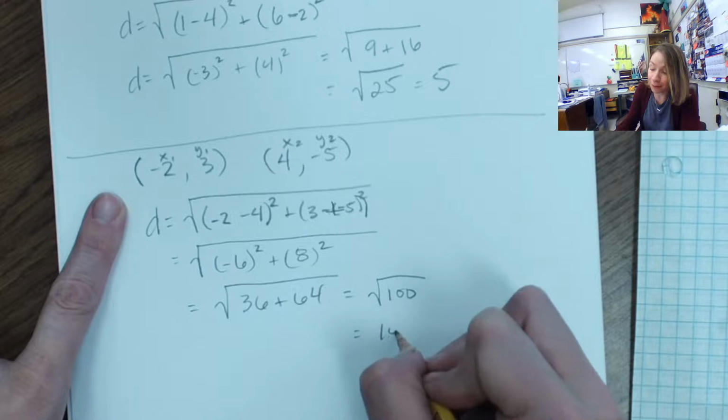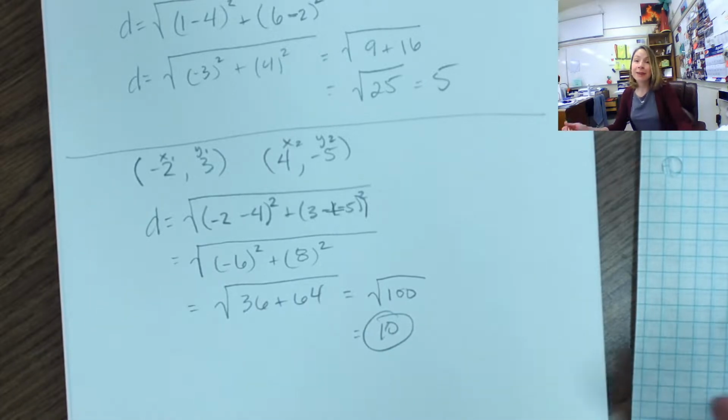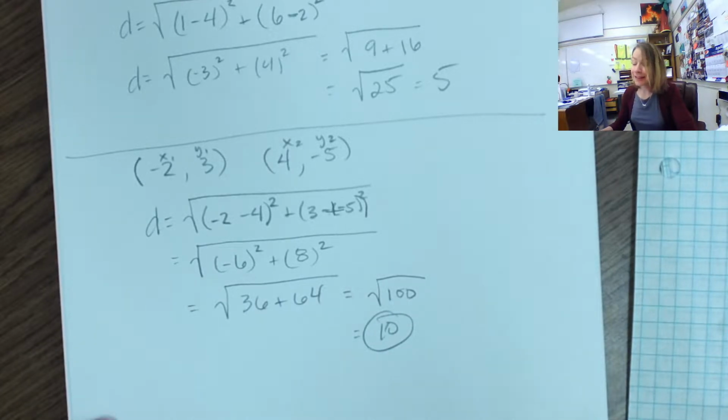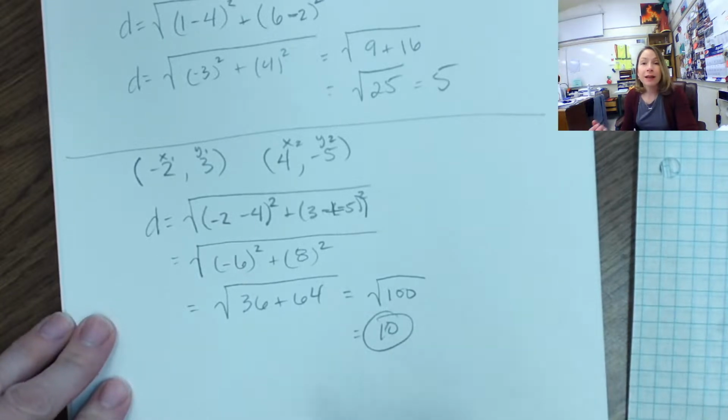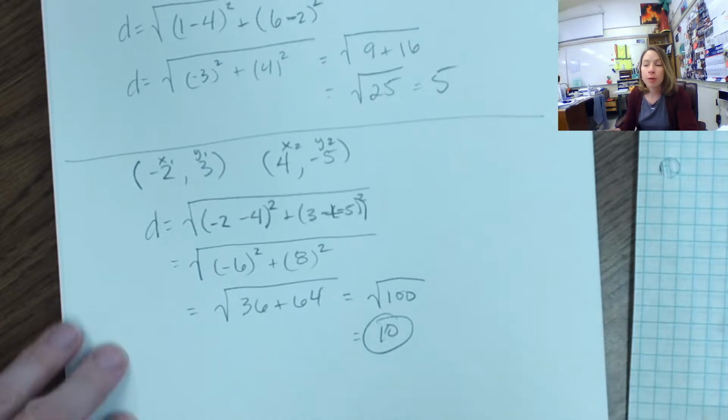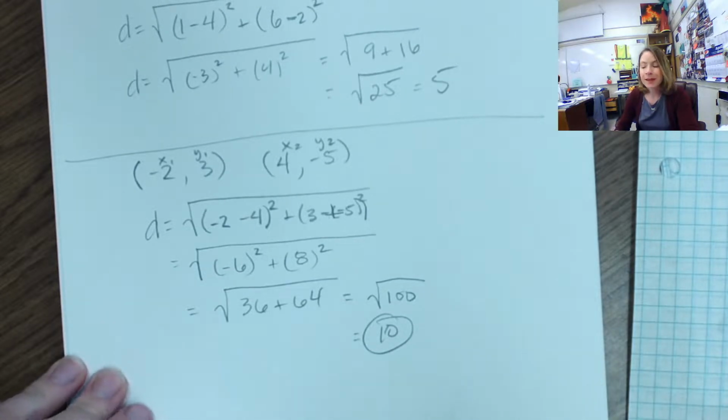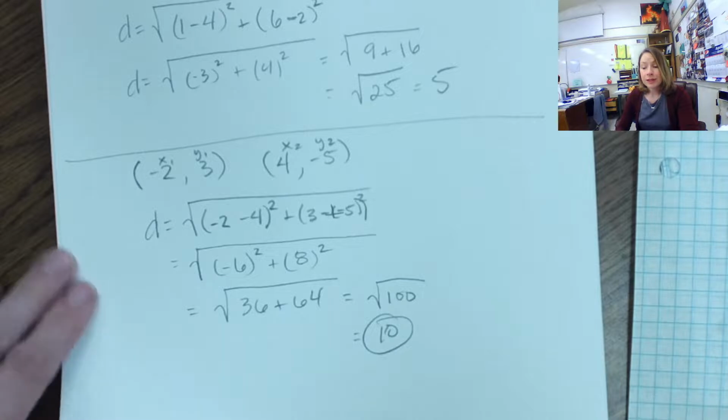Okay, I was going to have one that came out not nice, but I made it up, and look, it worked. That's pretty awesome. So the distance is going to be 10. If it's not a perfect square root, then you just simplify the square root like we have before, where you take out any perfect square factors. Okay? So there's your distance formula.